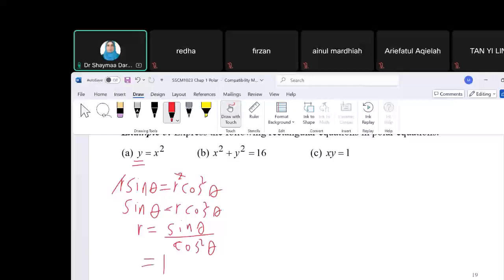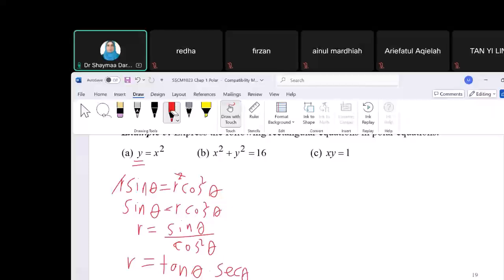Sine over cos is tan theta. 1 over cos is sec theta. Or you can stop at sine over cos square, also acceptable. No need to make it equal tan theta sec theta, also acceptable. So how to convert from Cartesian to polar?